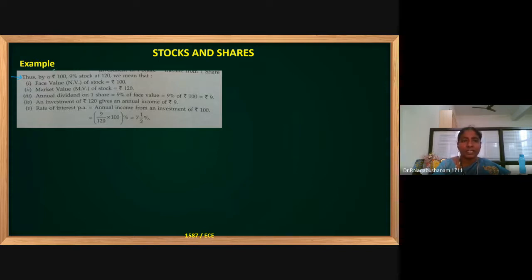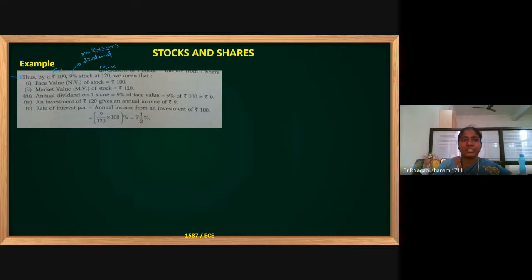This 100 is face value. This 120 is market value. And this 9 is the dividend, or profit. It can be expressed as a percentage or per unit share; for a single share, what is the profit? It can be expressed like that also.